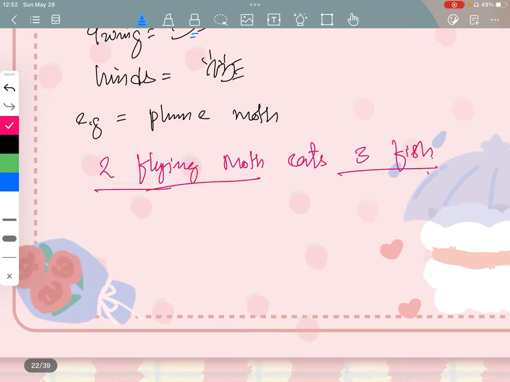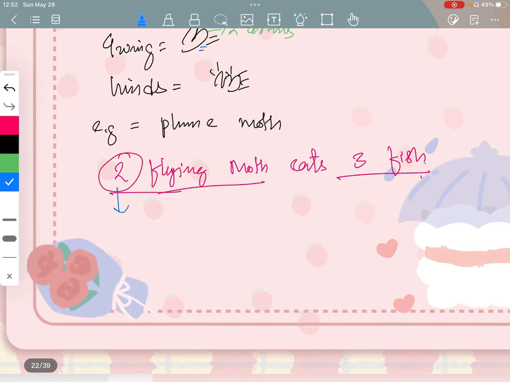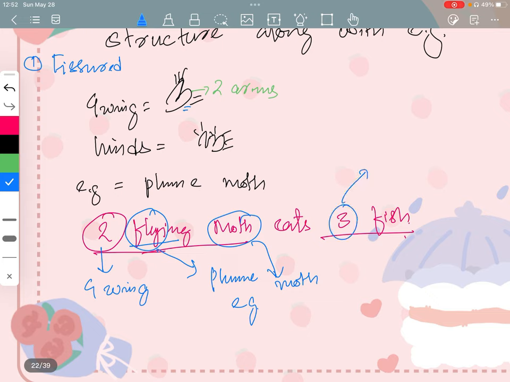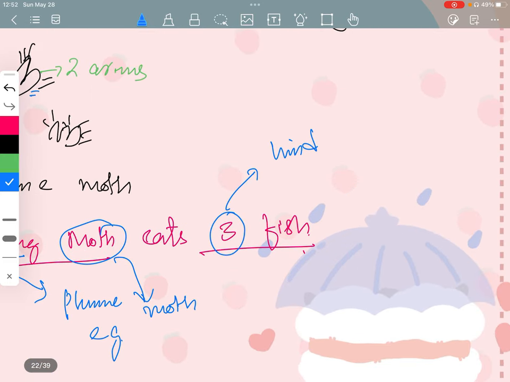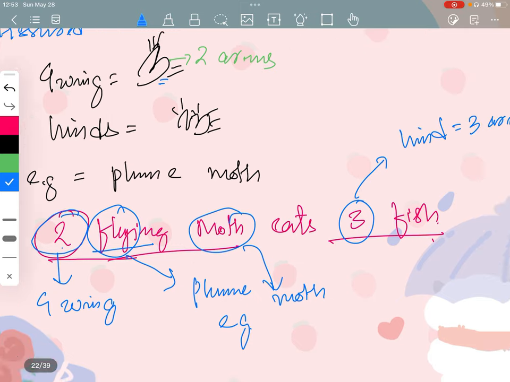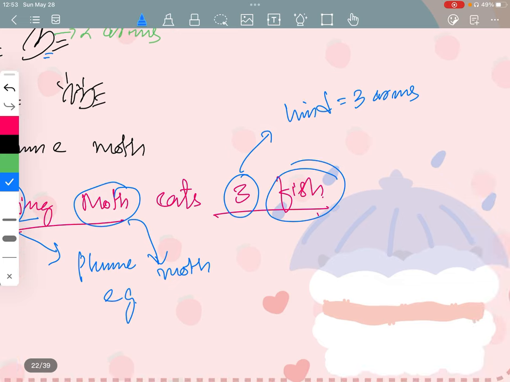You can just see this stands for four wings, and it has two arms. And F, this flying, you can hear the pronunciation, flying plume, so we can just write plume. It's an example, plume moth. And then we have three, that is for hind wings. As I've already mentioned, it has three arms. Two arms at the front wings, that's why I put two in front and three at the back. And this fish means it's a type of modification, fissure. This is the first type.